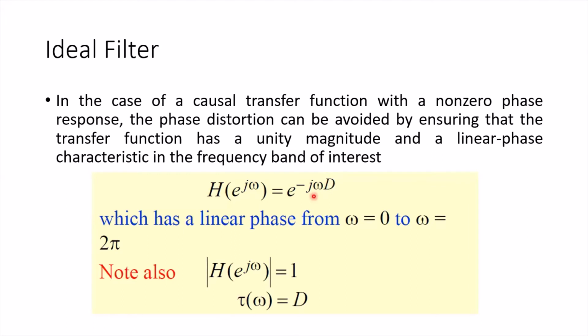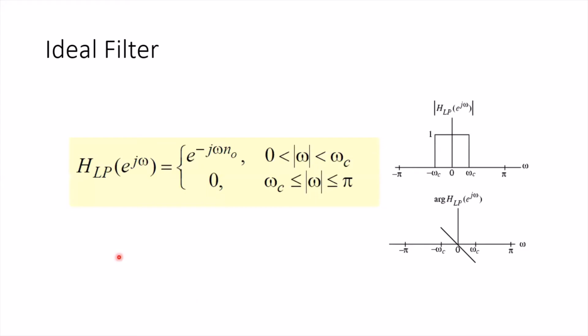If we take the derivative, τ(ω) is basically the group delay. That is basically the negative gradient of the phase response. The phase response is −ωd, and if we take the derivative with respect to ω, then we have only d, which is the group delay of this linear phase filter. Okay, that is basically an ideal filter with linear phase.